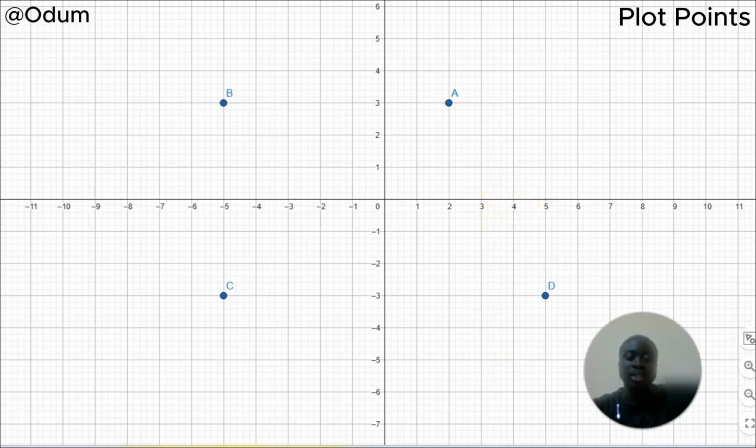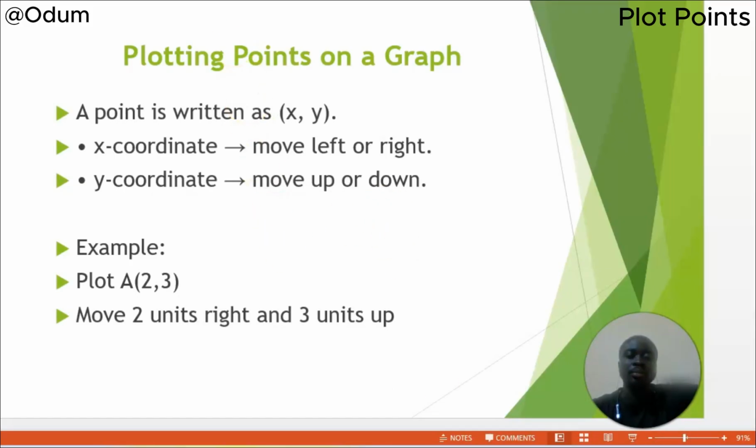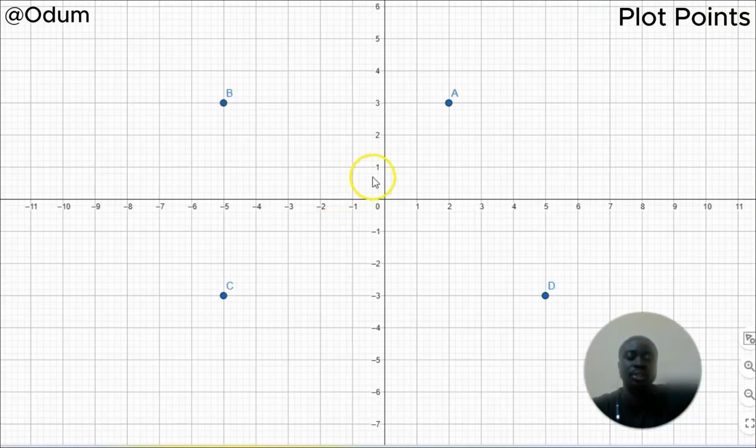Now, sometimes you have a point like 4, 0. We have 4, comma, 0. How are you going to plot this point? Let's see how you're going to plot this point on the graph. So 4, 0. Now this is our x, 4. So it will be here.